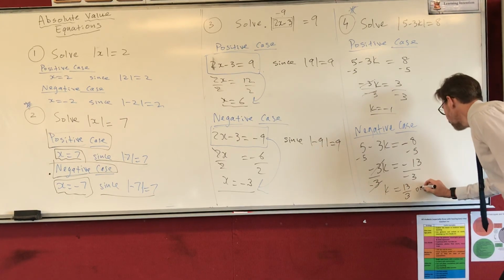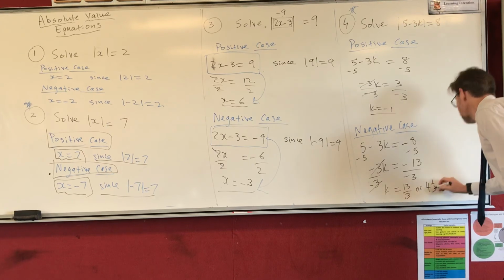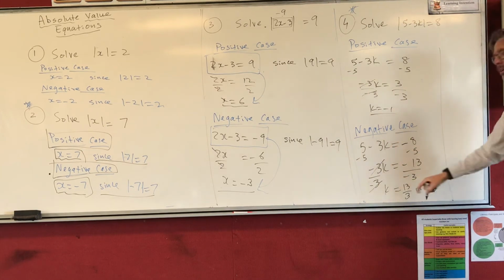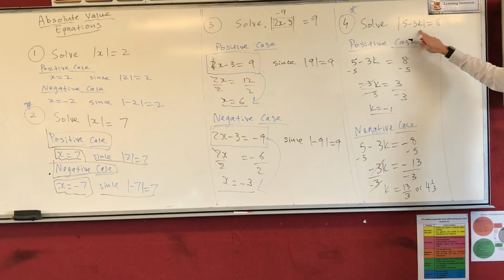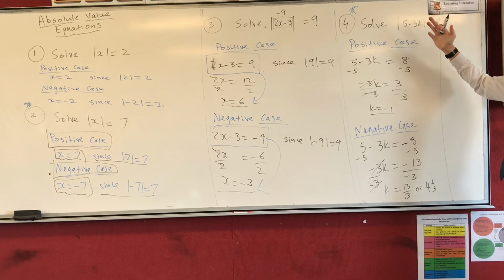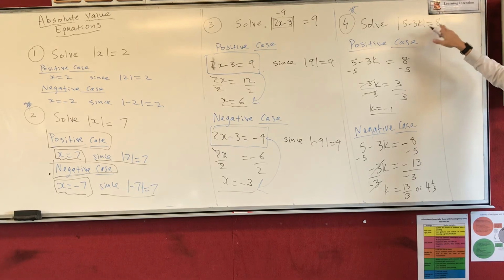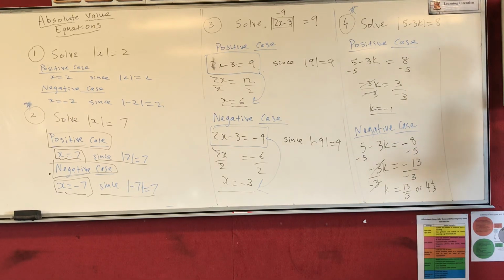Or you could write it as a mixed numeral. Okay? And check your answer. If I put 13 on 3 here, what do I get? 5 minus 3 times 13 on 3 is 5 minus 13. 5 minus 13 is negative 8. The absolute value of that is equal to 8, so that works. That's all correct. Okay, so that's all there is to absolute value equations. Alright, we'll pause it there.